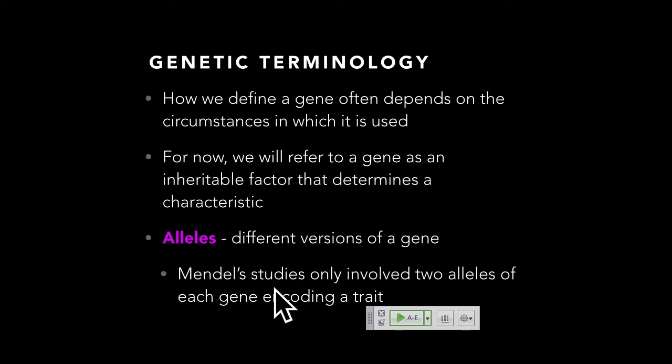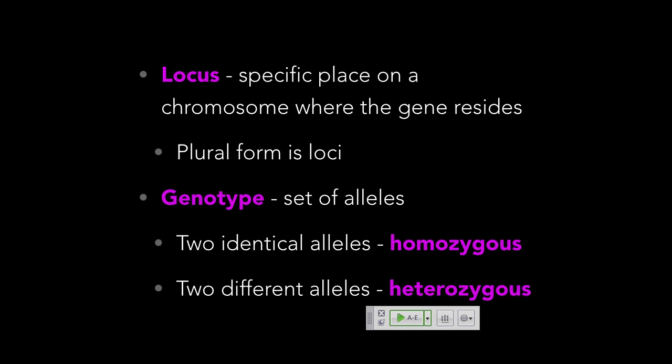Mendel kept it simple. He was only dealing with two alleles for each of the genes that he was looking at. Others could have been out there, but he focused on only two alleles for each gene controlling each of those seven traits. The genetic locus. The locus is the address on the chromosome where that gene resides. So the locus is a specific place on the chromosome where the gene, which is the DNA sequence, actually resides. Since it's of Latin origin, loci is the plural form.